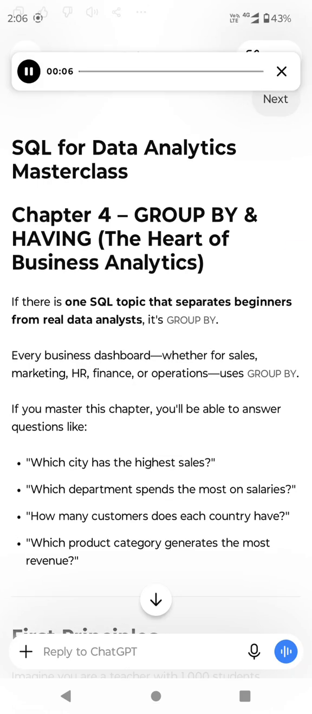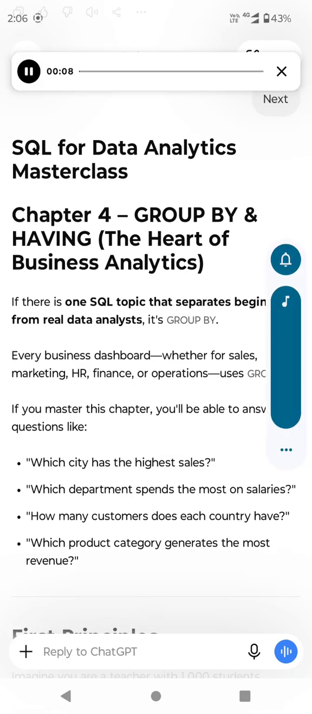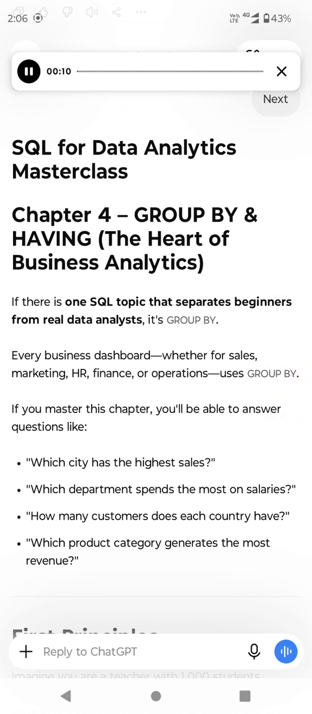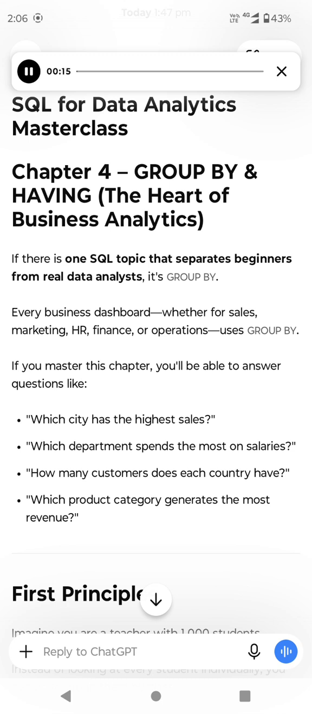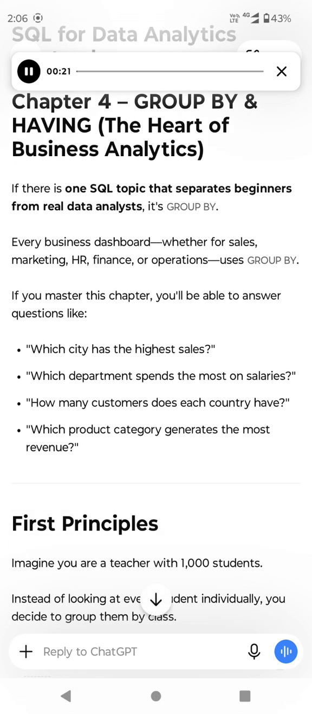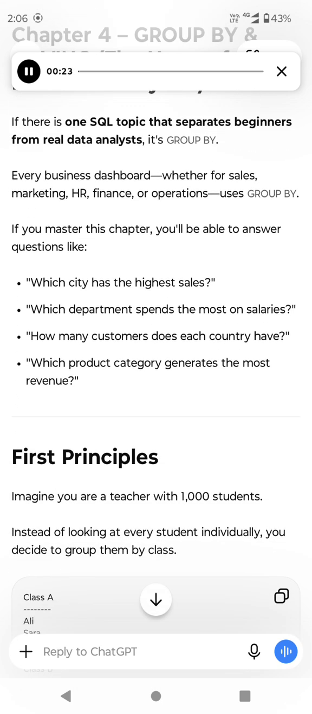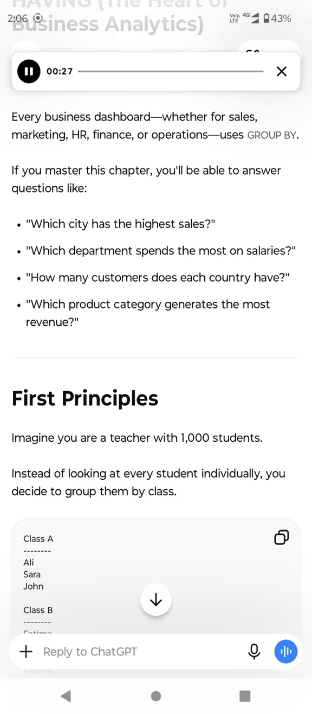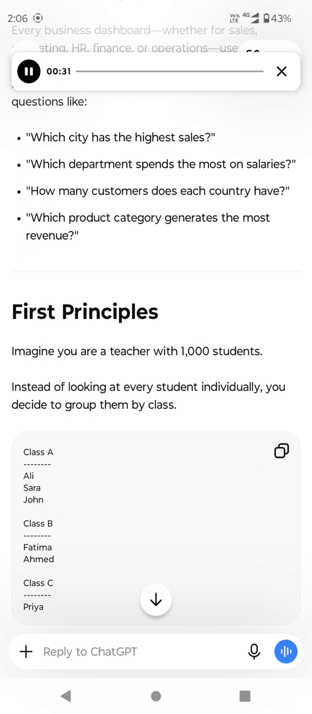The heart of business analytics. If there is one SQL topic that separates beginners from real data analysts, it's GROUP BY. Every business dashboard, whether for sales, marketing, HR, finance, or operations, uses GROUP BY. If you master this chapter, you'll be able to answer questions like: which city has the highest sales? Which department spends the most on salaries? How many customers does each country have? Which product category generates the most revenue?